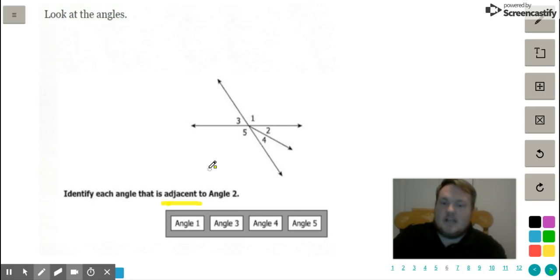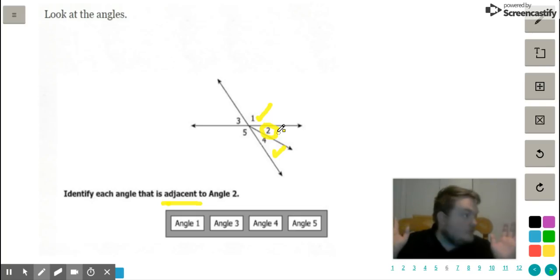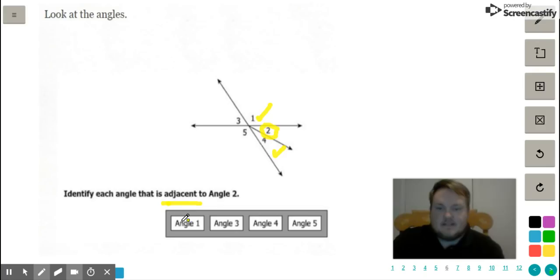So which angle is adjacent to angle 2? Well, we're going to look at the angles that are right beside it. That's angle 1 and angle 4, okay? It's got to be the left or the right, not across, okay? Across is vertical. So you're going to select angle 1 and angle 4.